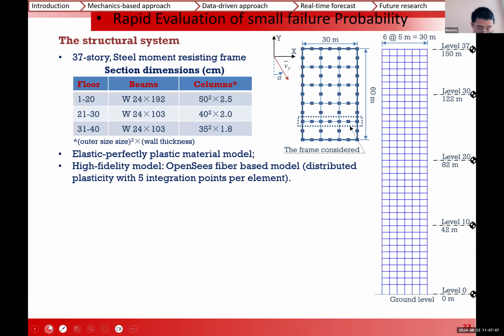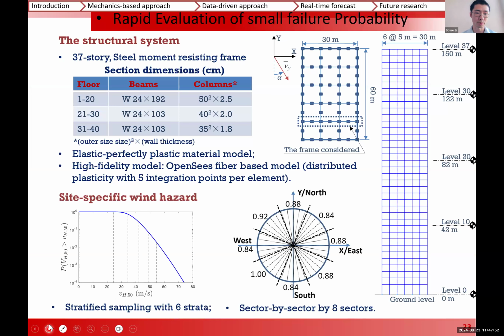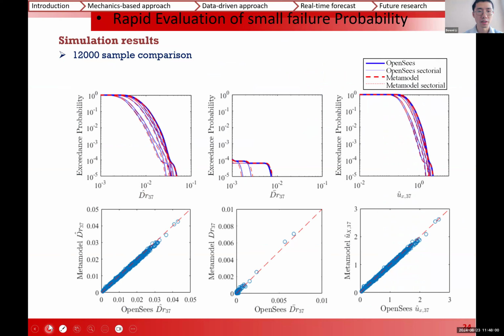Okay, and here's an illustration with the structure system subjected to site-specific wind hazards, and with the directionality of the wind captured by the sector scheme. Here is a comparison: in the first row is a comparison of the exceedance probability for all the wind strata. In the second row, it's a comparison for the response data that we have. The first column is peak interstory drift, the second column is residual interstory drift, and the third column is peak top drift.